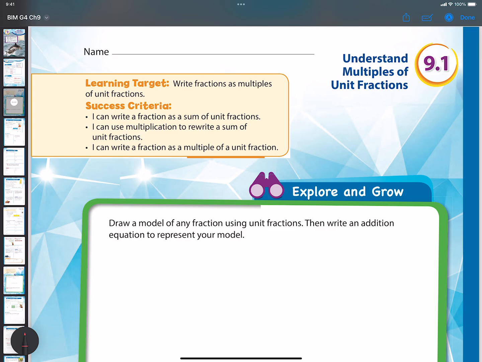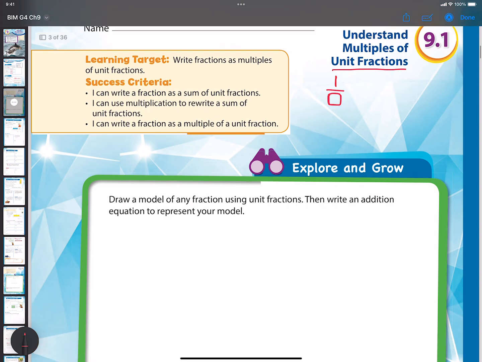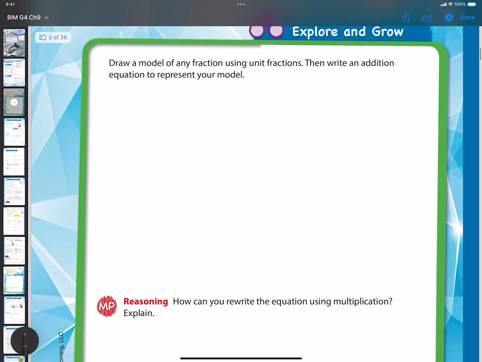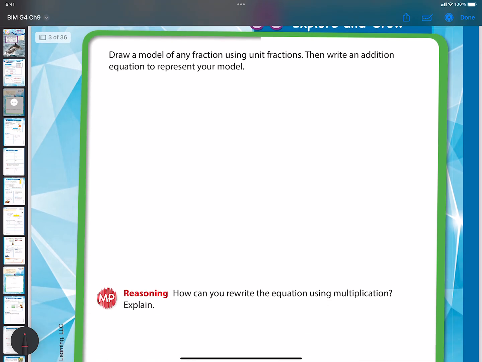Understand multiples of unit fractions. Unit fraction is easy, right? Because all you need to do is put 1 as the numerator, and any number can be under the denominator. Our target is to write fractions as multiples of unit fractions. That's going to be easy. Draw a model of any fraction using unit fractions. Then write an addition equation to represent your model.